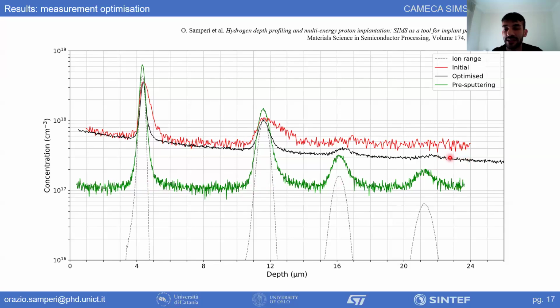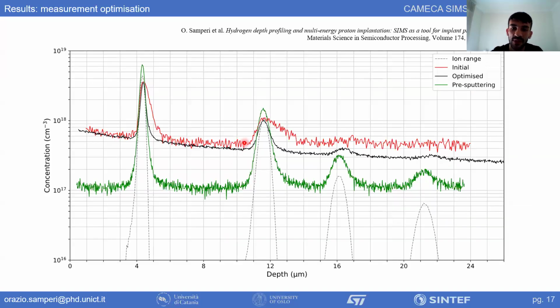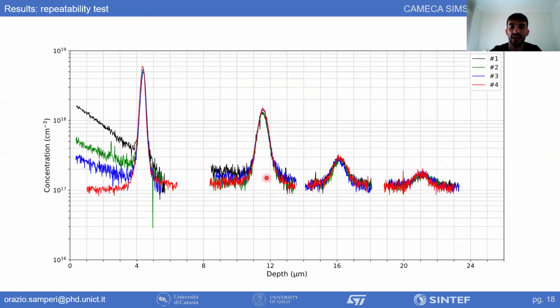What is interesting here is that with the pre-sputtering, we don't change the limit of detection so much. The limit of detection, you have to keep in mind, is primarily controlled by these parameters here. So with the pre-sputtering, you just have the constant baseline. Of course it's good, because you avoid further modification of the data.